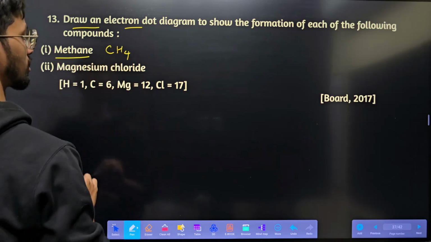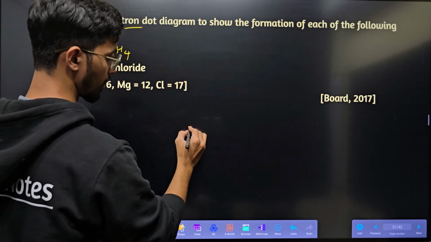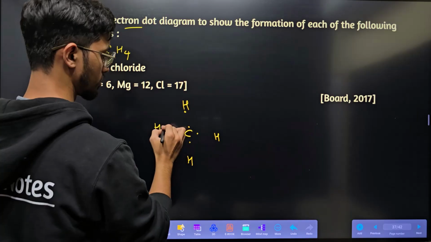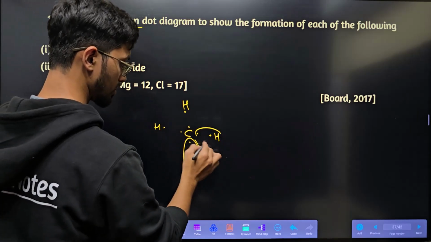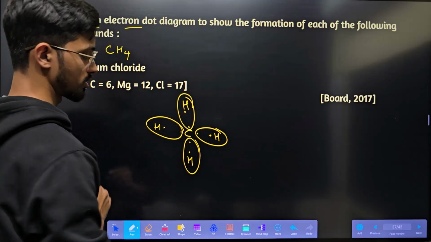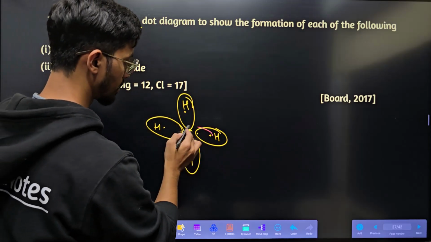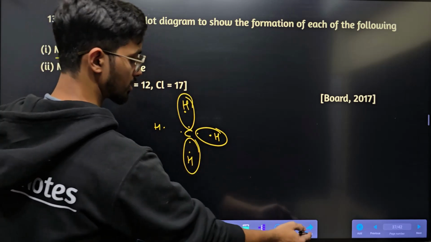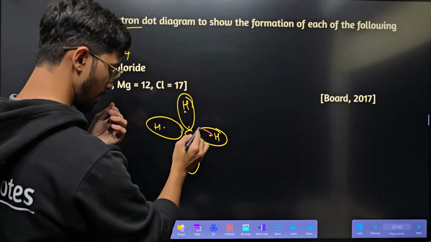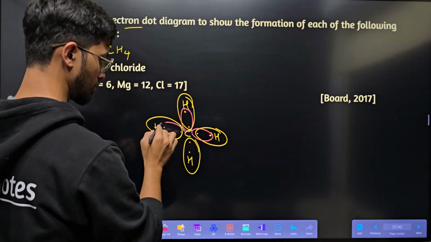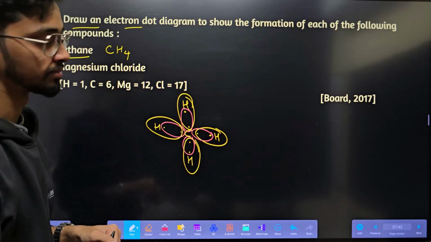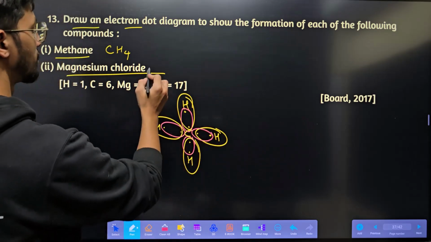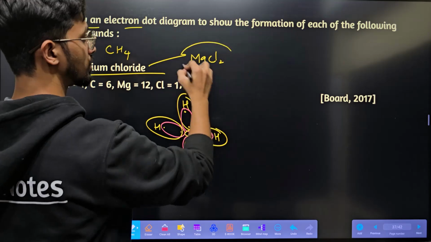Next. Draw an electron dot structure of methane. That is nothing but CH4. See here. C 1, 2, 3, 4. H4 1, 2, 3, and 4. 1, 2, 3, 4. Like this. And 1, 2. If you properly draw it, it will become perfect. Okay. 1, 2, 3, and 4. Magnesium chloride. We should include this Cl inside the circles. Okay. Magnesium chloride MgCl2. We have done it in last class.